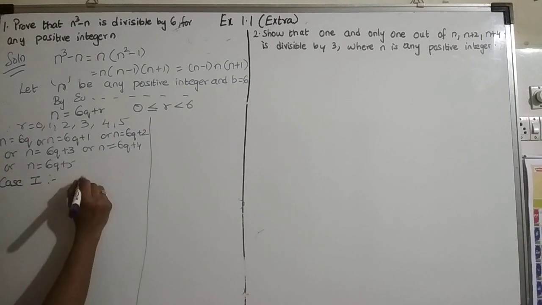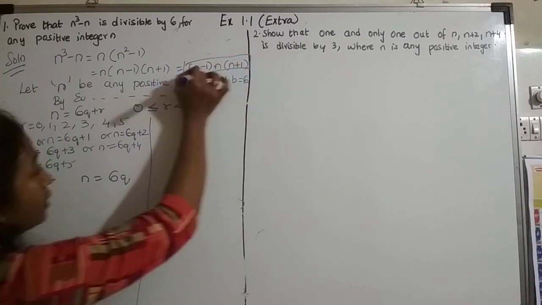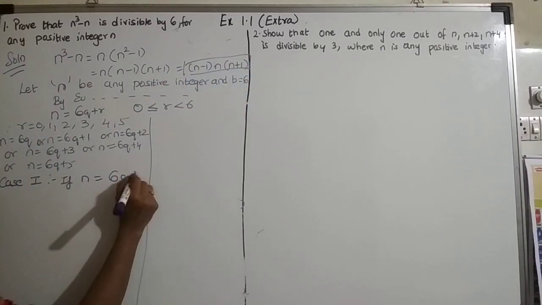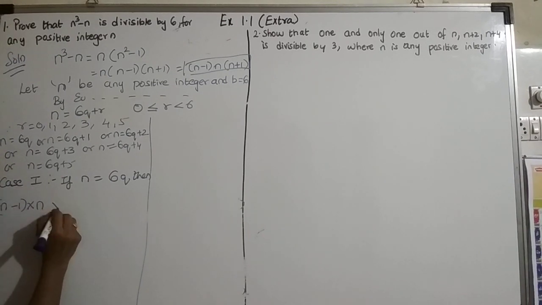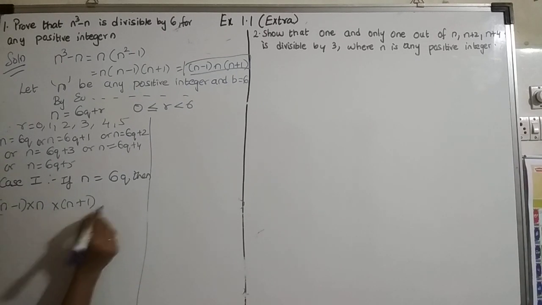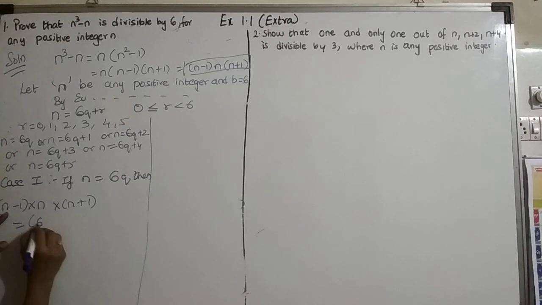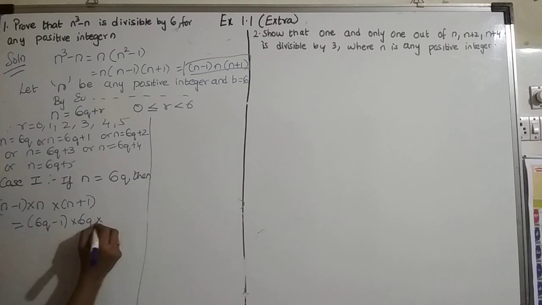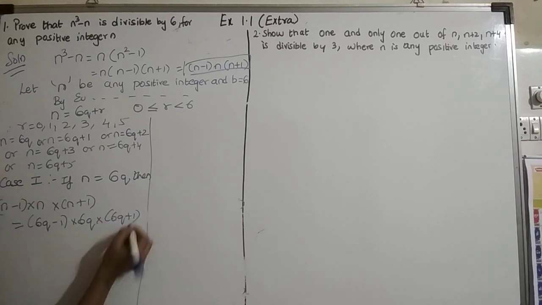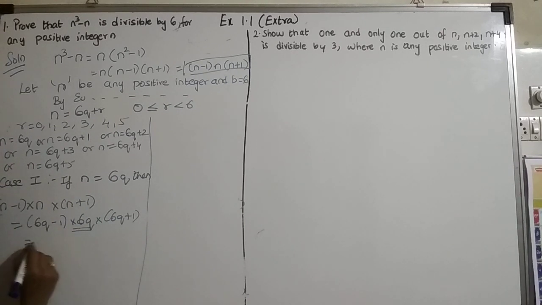Case 1, I am taking n equal to 6 cube. If n is 6 cube, then we will do n into n minus 1 into n plus 1. What will you get? Instead of n, you will substitute this value. So you will put 6 cube minus 1 into 6 cube into 6 cube plus 1. Correct? Now see, students, here already 6 is there.